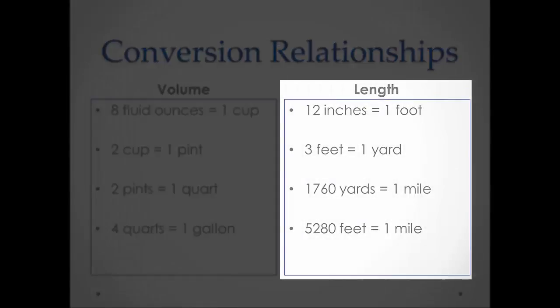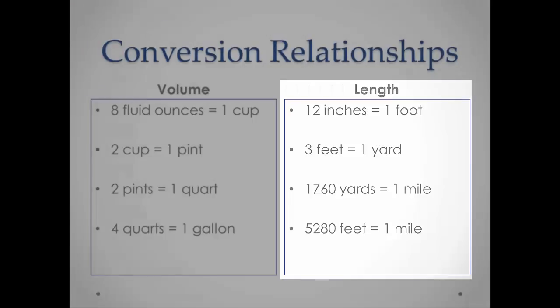For our second measurement, we're going to look at length. There are 4 relationships in length that I want you to remember and memorize as well. The first is inches to feet. So 12 inches is the same as 1 foot, or 3 feet is the same as 1 yard. Then we're going to go to yards and feet to miles. So our first one is 1,760 yards is the same as 1 mile, and 5,280 feet is the same as 1 mile. Write these down, memorize them, and then come back and turn the video on, and we'll go on from there. Pause the video now.